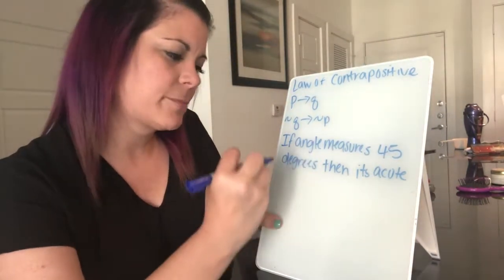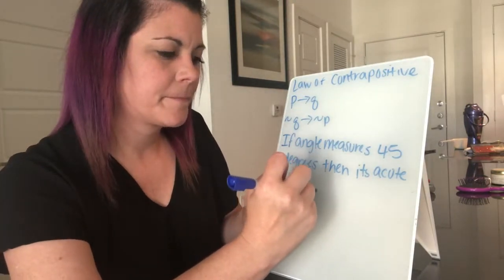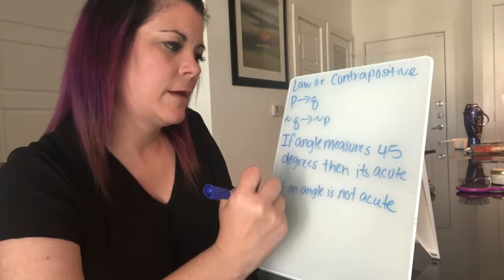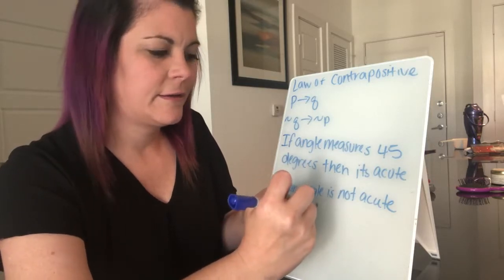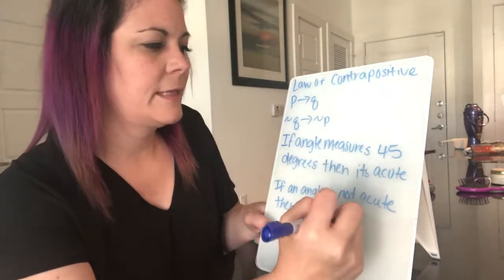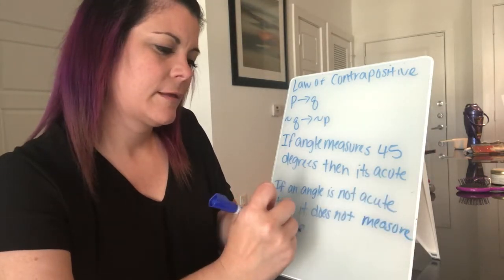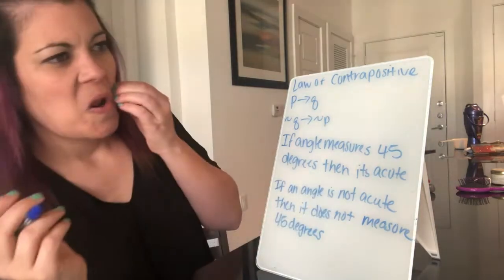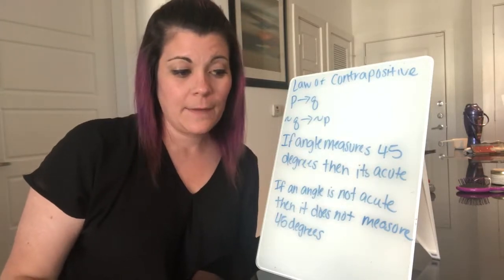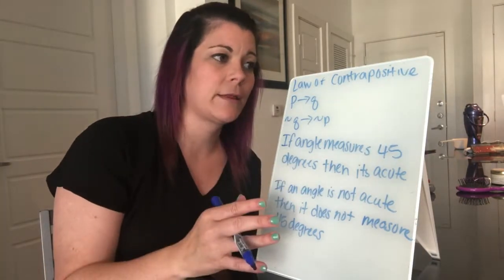So the contrapositive says, if an angle is not acute, then it does not measure 45 degrees, because we have to make them both negative and then we have to switch them. If an angle is not acute, then it does not measure 45 degrees. And that's true because if it's not acute, it can't be 45 degrees. So they're both true. So this follows the law of contrapositive.